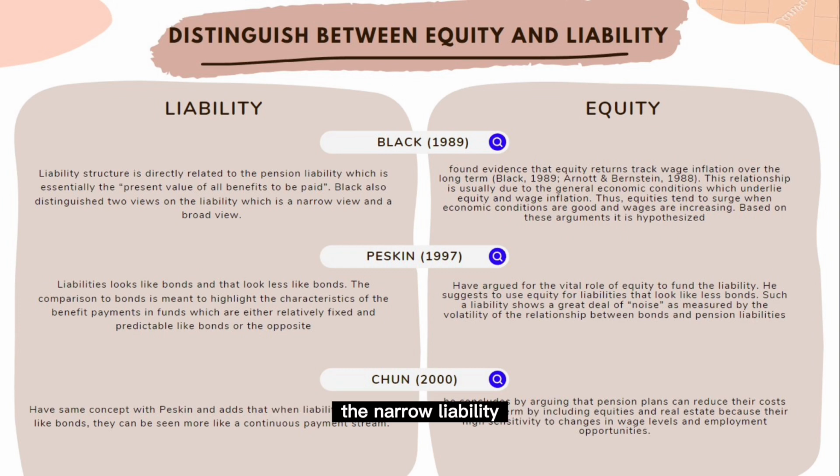The narrow liability is the present value of vested benefits for the current workforce. It is the equivalent liability that would exist if all current employees were to quit and not be replaced. The narrow liability also takes into account the liability of the already retired workforce. To value this liability, Black compared it to a security that pays dividends or interest.